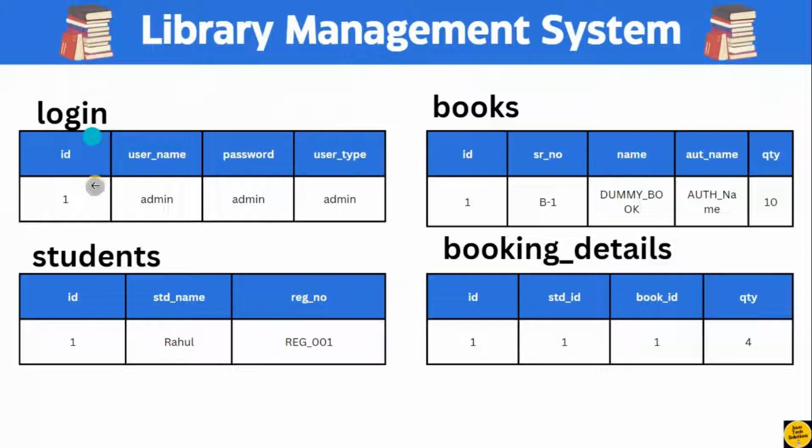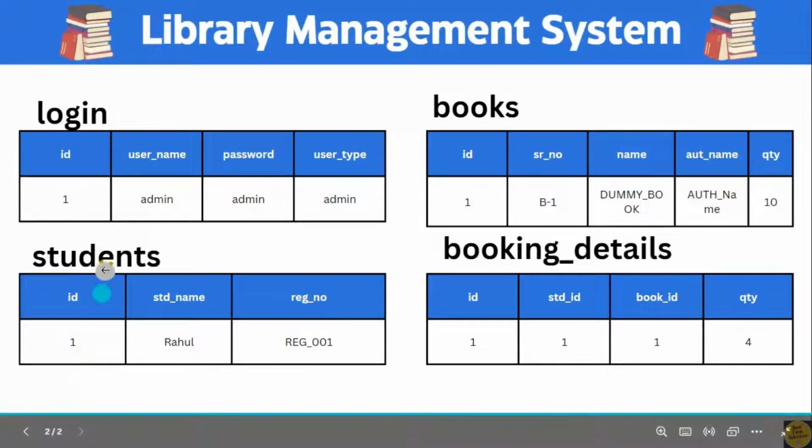So this is the login table. This particular table has an ID, username, password, and the user type. So there we can have an entry of two: one for the admin user, another for the normal student user. Then in the books table we can store the book information like ID, serial number, name, author name, then quantity. In the student table we can keep the student ID, student name, then register number, right?